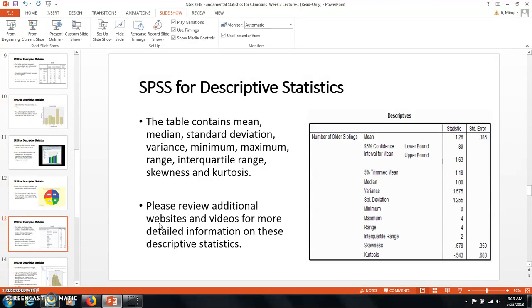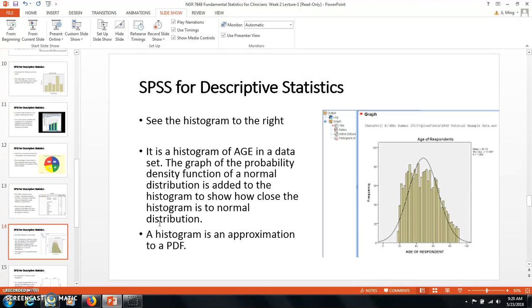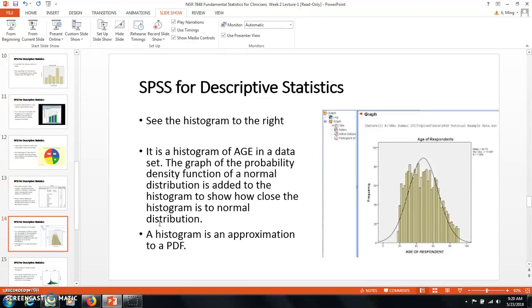And this table is a very detailed descriptive statistic for continuous variables, and there are lots of them. They have mean, median, standard deviation, variance, minimum, maximum, range, interquartile range, skewness, and kurtosis. I will provide additional websites and videos for more detailed information on these descriptive statistics, and you can also read our textbook to understand these statistics. We are going to just focus on the mean, standard deviation, and sometimes we also include the median and minimum, maximum, as needed.